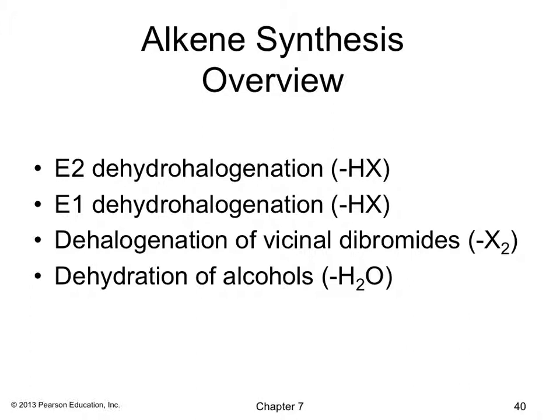So in terms of alkene synthesis overview, you can generate alkenes through a couple of reactions that we've discussed. For example, E2 dehydrohalogenation. Through elimination or dehydrohalogenation, you can generate alkenes. You can do not only E2 versions, you can do E1 versions also of dehydrohalogenation, and you can lose HX. You can do dehydrohalogenation of vicinal dibromides, right? That's taking Br2 off, and dehydration of alcohols.